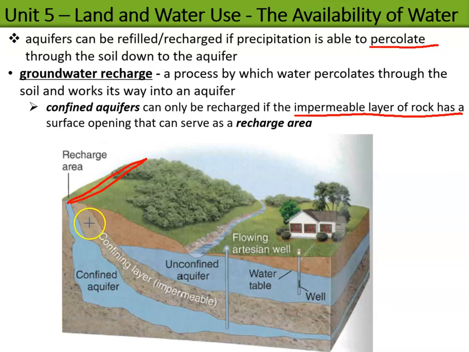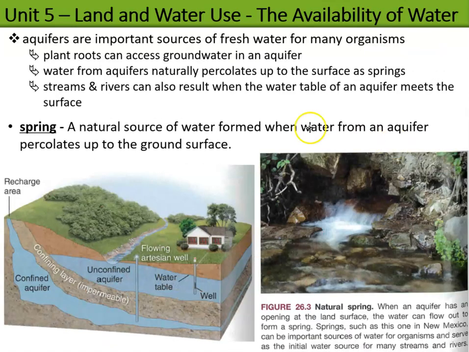For that reason, the confined aquifers are not as sustainable or renewable as a source of fresh water if they are overused. So aquifers are important sources of fresh water for many organisms. Plant roots will access groundwater in aquifers. They'll grow down into the soil, and they can access water that's down in the soil, especially in unconfined aquifers.